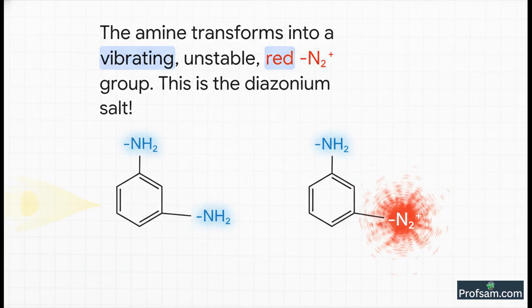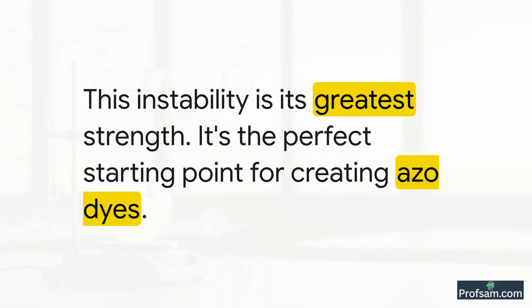Using this mental color change from calm blue to energetic red is a great way to remember the transformation from a stable molecule to a highly reactive one. Now here is the most beautiful part of the story. This instability, this energetic red nature, is actually the diazonium salt's greatest strength. Because it's so unstable and it's such a good leaving group, it becomes the perfect starting point for other reactions, especially the reactions that create the intensely colored azo dyes that are used all around us.